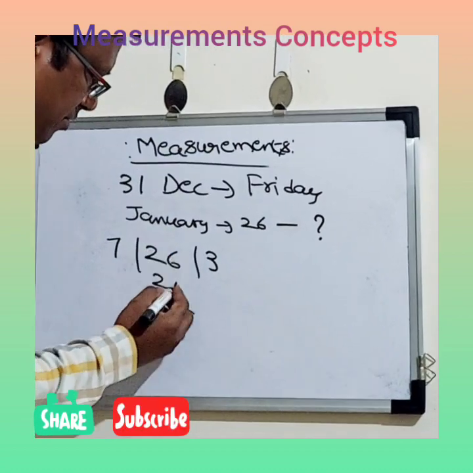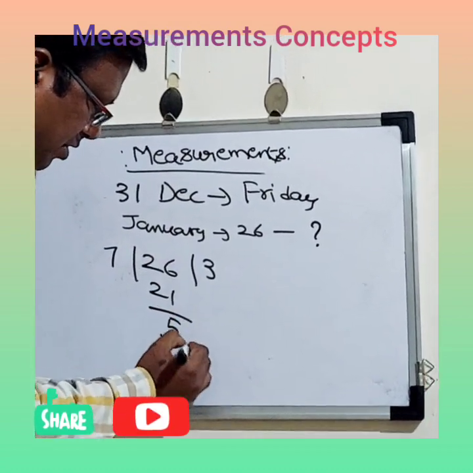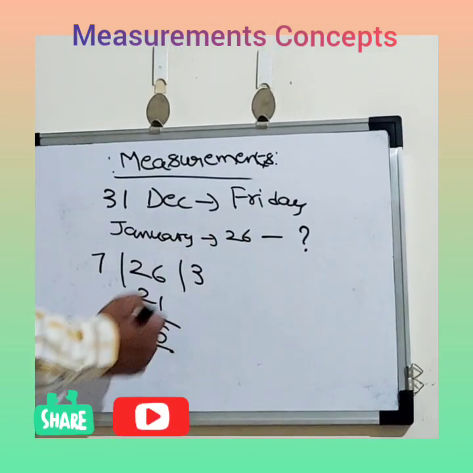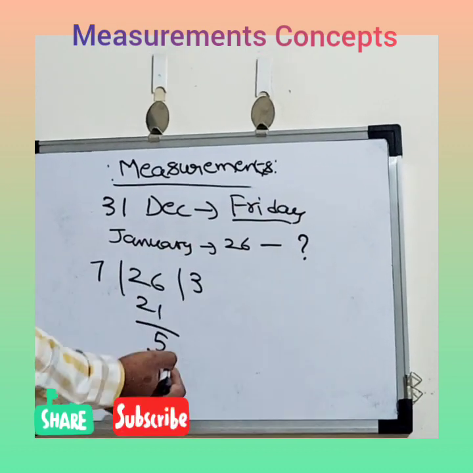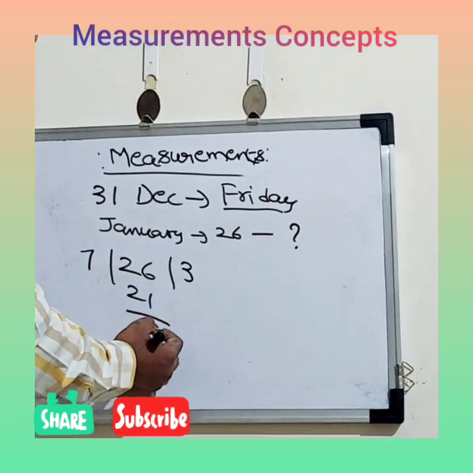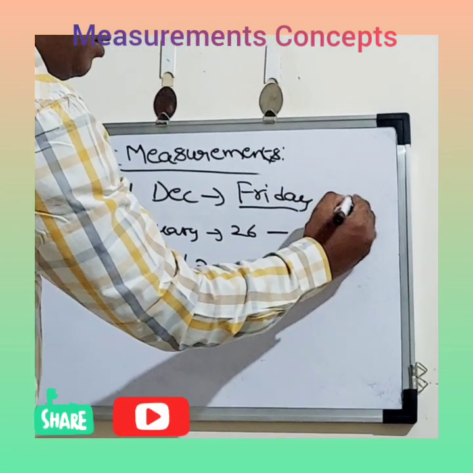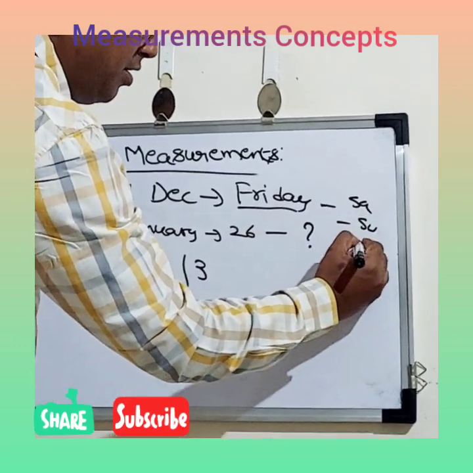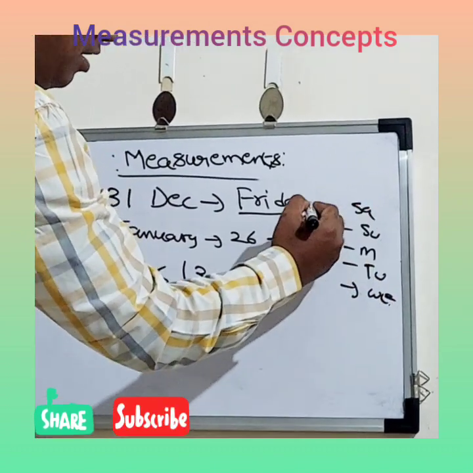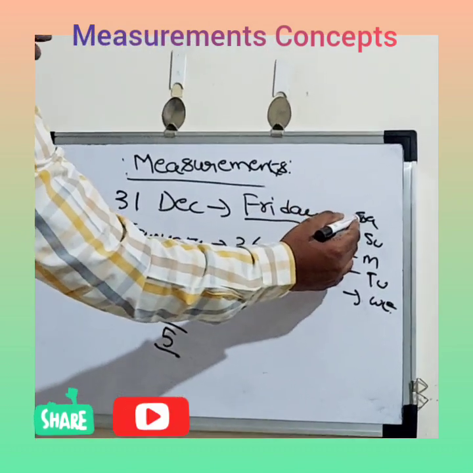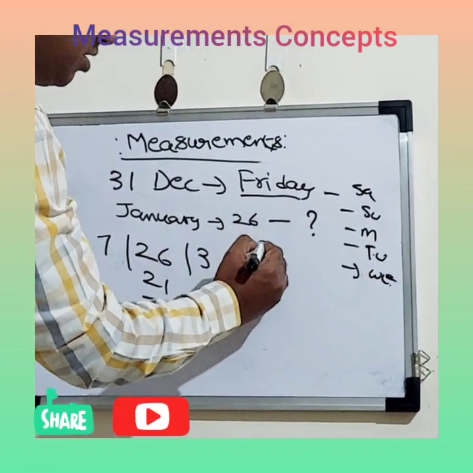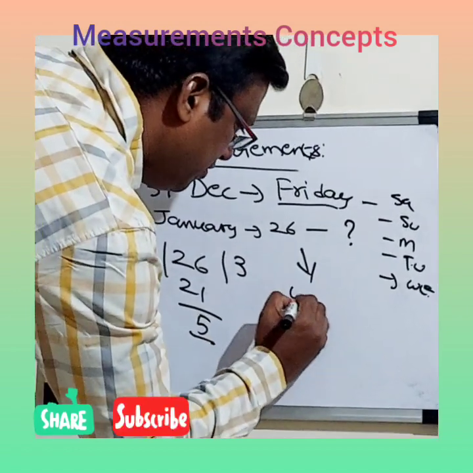7 threes are 21. When you subtract, the remainder is 5. So if you want to find the day of the week for 26 January, just add 5 days to Friday. After Friday, calculate 5 days: Saturday, Sunday, Monday, Tuesday, Wednesday. Because the remainder came as 5. So the answer is 26 January is Wednesday.